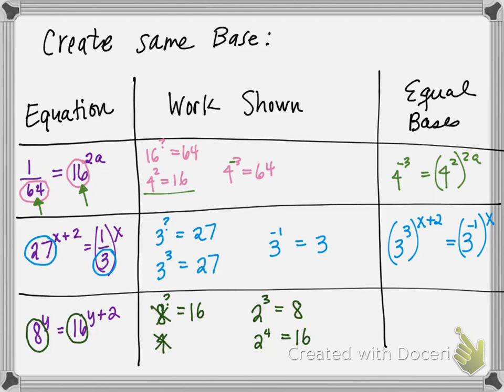So on the left-hand side to get 8, it would be 2 to the third, and that's raised to the y. And then on the right-hand side, how do I get 16? 2 to the fourth, and that's raised to the y plus 2.